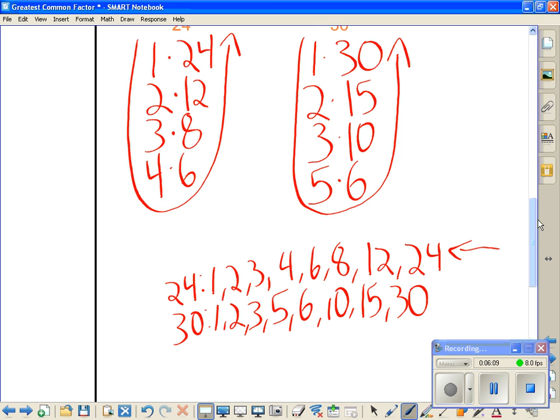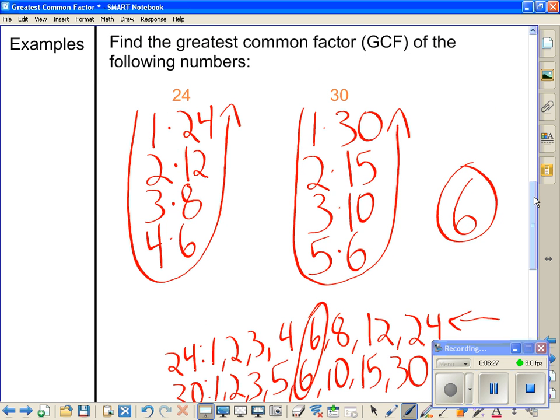6? Oh, they both have 6. Is 6 the greatest factor that both of them have in common? Yes, it is. So we can circle it. Okay. And that would mean 6 is the greatest common factor of 24 and 30.